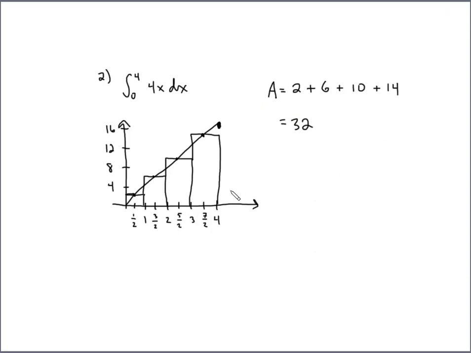Now, if you'll notice, 32 happens to be the exact area under this curve, because like I said earlier, you can actually do this by geometric argument, meaning you just look at the shape overall of the area under the curve, and that's clearly a triangle. How do you find the area of a triangle? 1/2 of the base, which is 4, times the height, which is 16. So 1/2 times 4 times 16, you will indeed get 32.